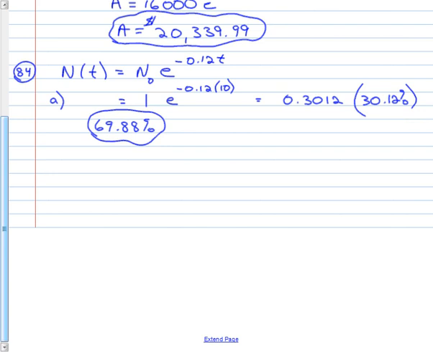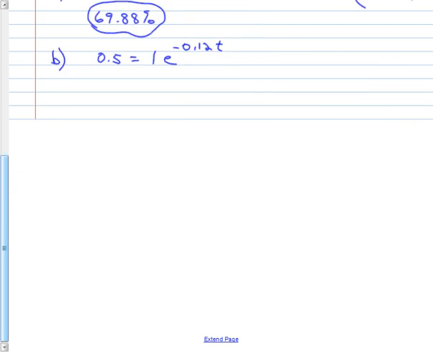Part B, how many days to the nearest day will it take for 50% of the wound to be healed? Okay, well, 50% healed also equals 50% unhealed. So if I'm saying I'm starting with 100%, then I want to end up with 0.5 at the end. e to the negative 0.12t. And we're going to try to solve for the t, how many days it takes for us to arrive here. Well, isolating that exponential e, divide by 1, so that doesn't change. 0.5 equals e to the negative 0.12t.